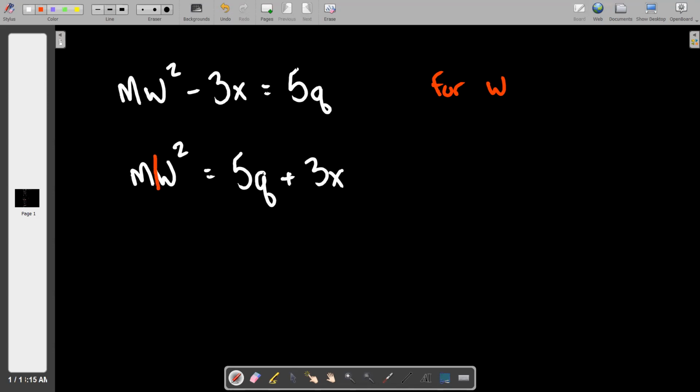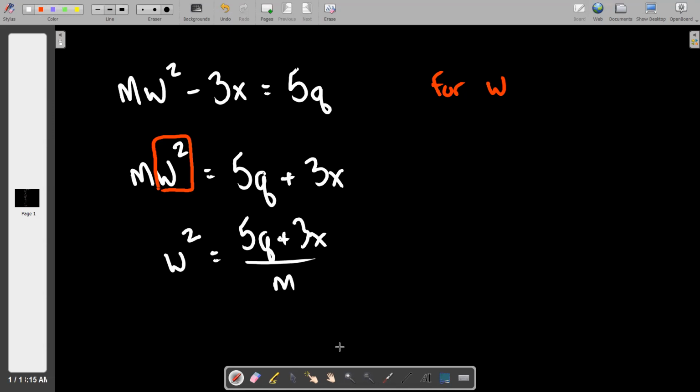Your target is in this red box. And I know that the red box is not the end game, but until I get the red box by itself, I can't arrive at the end game. So divide by m is the next step, and you're left with your target ready for square rooting. W squared equals 5q plus 3x, all divided by m.